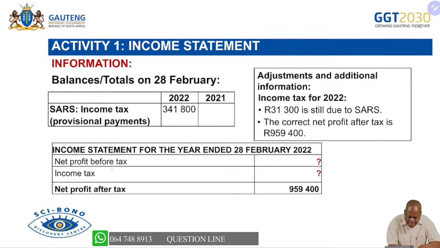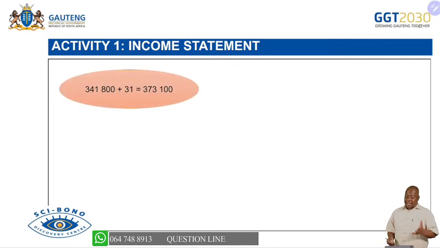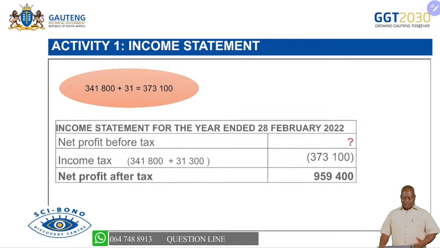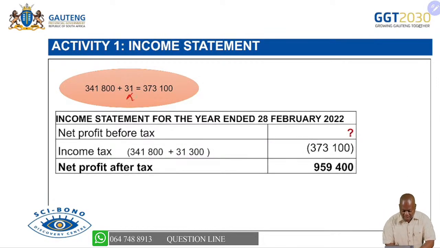Why? Because we are simply going to say 341,800 plus the amount that we are still owing, and it gives us the tax figure. That's it. So if you check now, tax is going to be 341,800 plus 31,300. Hey, there is something that was missed here. It's fine. It's 31,300, and it gives us our figure for tax. Income tax is 373,100. Good.